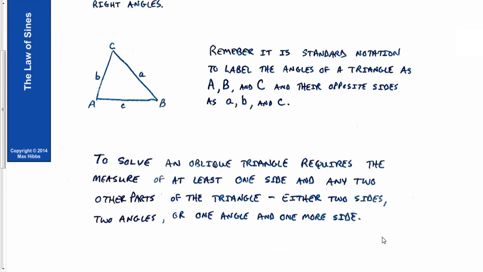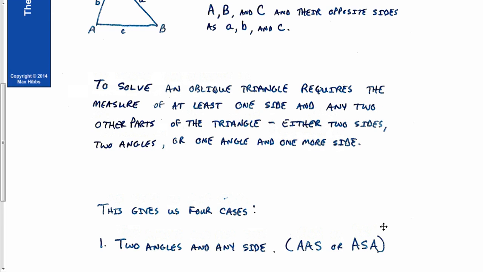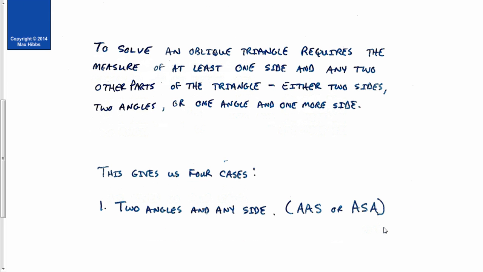Now, to solve an oblique triangle requires the measure of at least one side. We have to know one side and two other parts of the triangle, either two more sides, two more angles, or one angle and one more side. We've got to have a side and two more pieces of information. Now this gives four different cases.